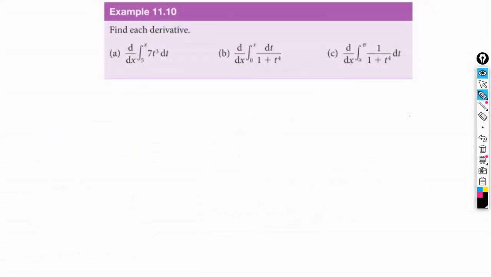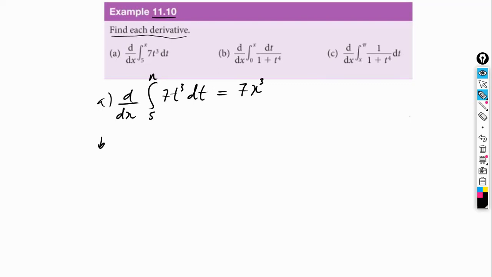So in example 11.10, they want us to find each derivative. But notice that this is simply a direct application of the fundamental theorem of integral calculus. So for letter A, they want us to find the derivative of the integral from 5 to x of 7t cubed dt. So here simply what we have to do is a substitution. All we have to do is substitute t with the letter x, and we're going to get 7x cubed.